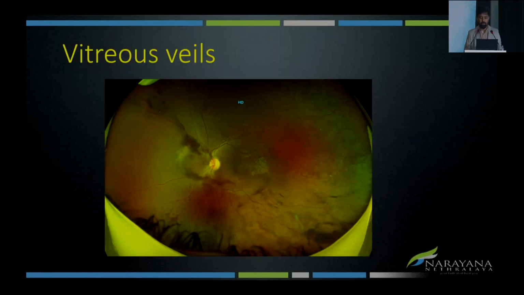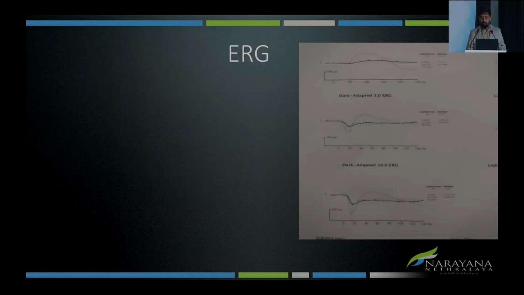Okay. So when you do an ERG, sometimes they can have these vitreous veils which can lead to hemorrhage and all that. That's a different topic altogether. When you do an ERG in X-linked retinoschisis, because the OCT picture may not be classic all the time, sometimes you may have a varied picture. Now look at this, I put only the dark adapted responses. If you look here, the implicit time is prolonged, amplitude is also grossly reduced, okay?